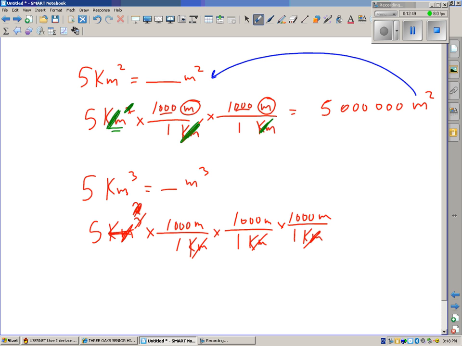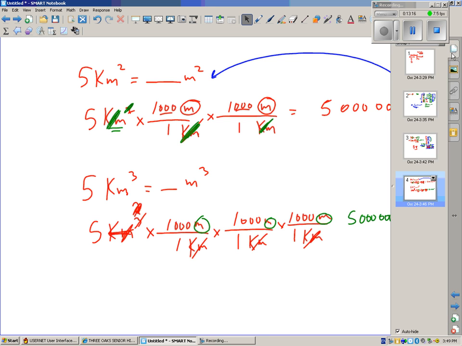And it cancels out. So now when you take a look at it, you have meter multiplied by meter multiplied by meter, which of course is going to give you meters cubed. And you have all those zeros, so now you have 9 zeros. So that is a way that you can take meters measuring length to area to volume.